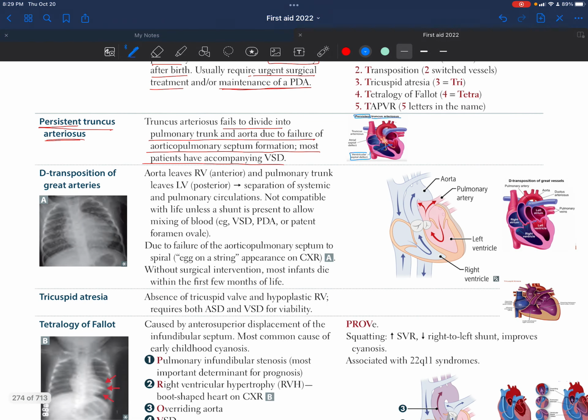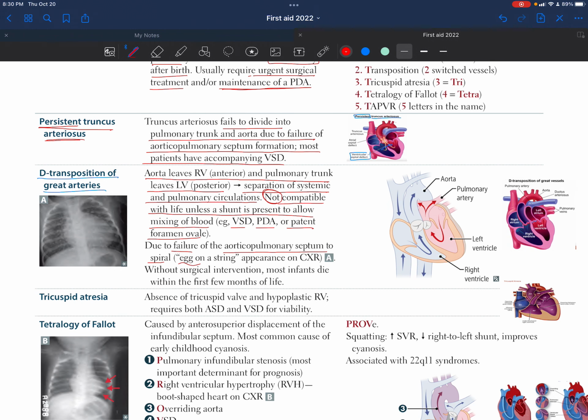The second disease is transposition of the great arteries, where the aorta leaves the right ventricle anteriorly, and the pulmonary trunk leaves the left ventricle posteriorly. The outcome is separation of the systemic and pulmonary circulations. It's not compatible with life. If it happens, the baby cannot live, unless a shunt is present to allow mixing of blood, like a ventricular septal defect, patent ductus arteriosus, or patent foramen ovale. It's due to failure of the aorticopulmonary septum to spiral.